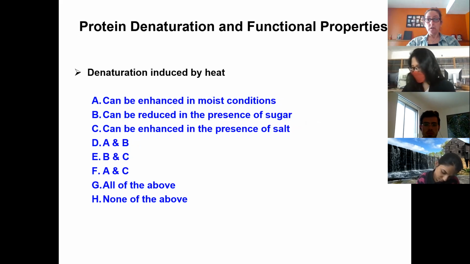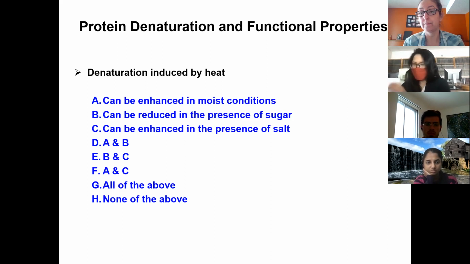So denaturation induced by heat can be enhanced in moist conditions, can be reduced in the presence of sugar, can be enhanced in the presence of salt. What do you think?